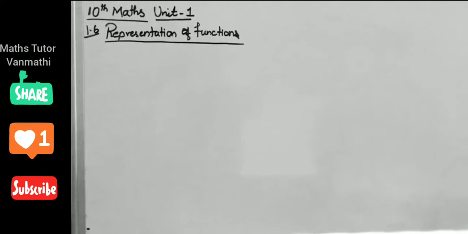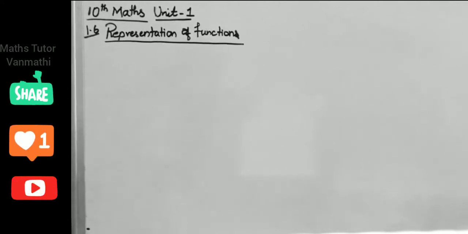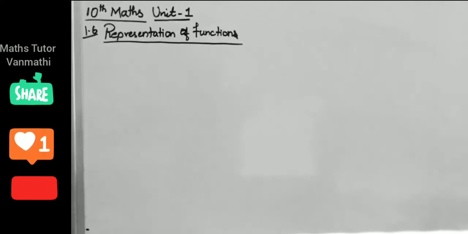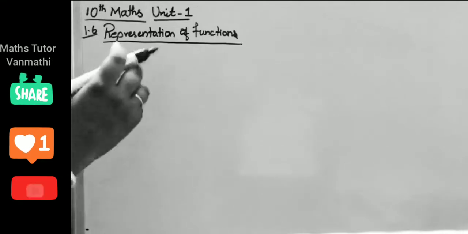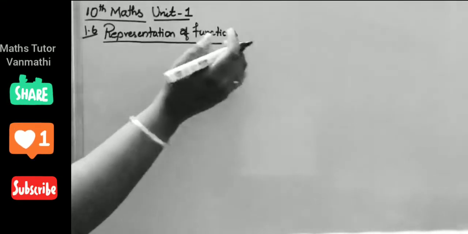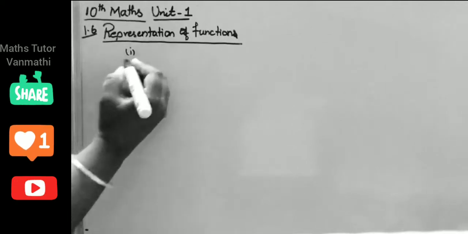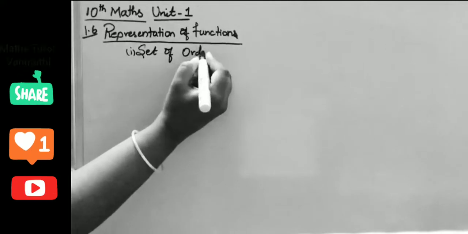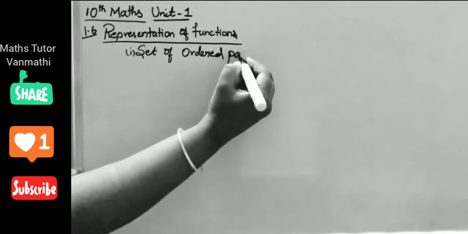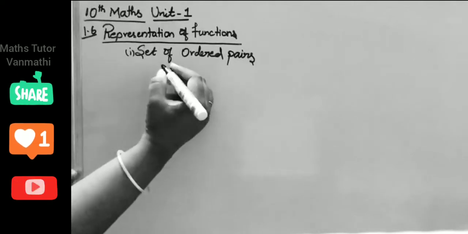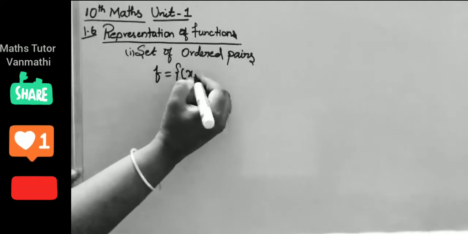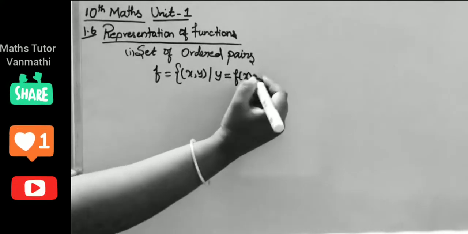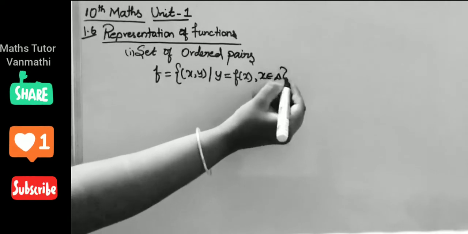Hello, students. Today we are going to see 10th Maths Unit 1, Section 1.6, Representation of Functions. Okay, let us go on to the topic. We can represent functions in four types. First is the set of ordered pairs, that is represented as f equals the set of (x, y) such that y is equal to f of x, where x belongs to A.